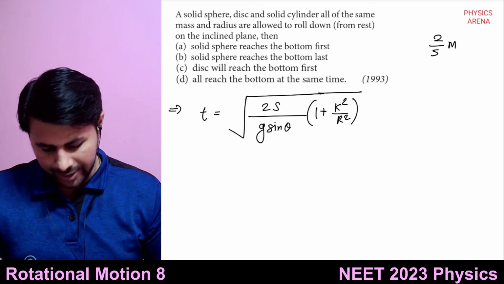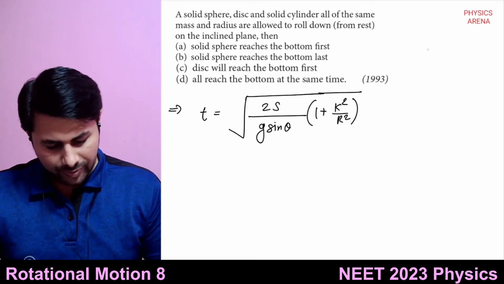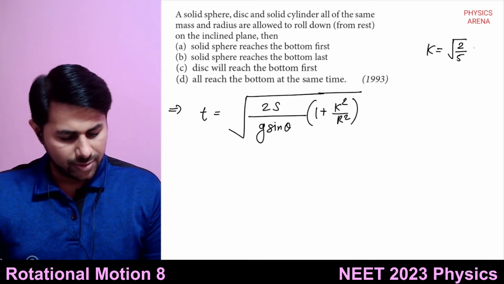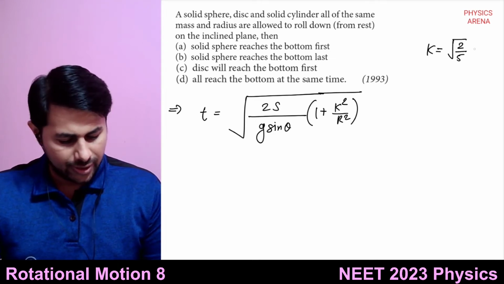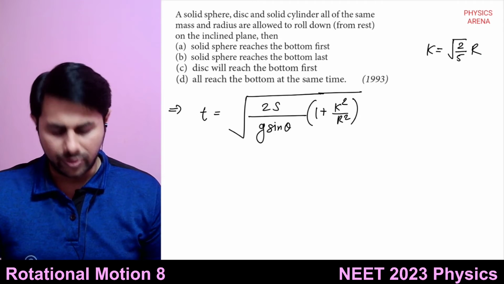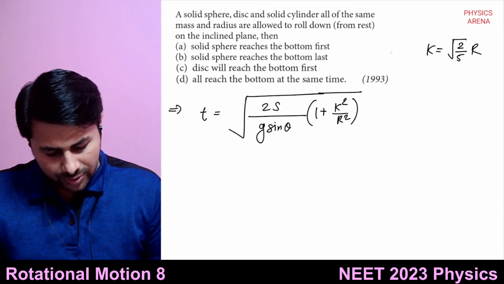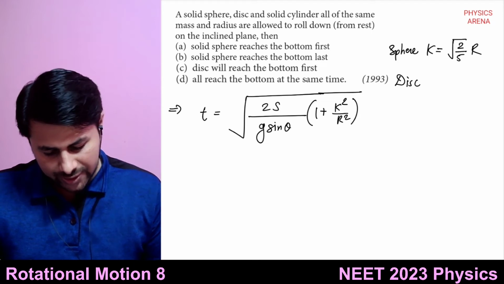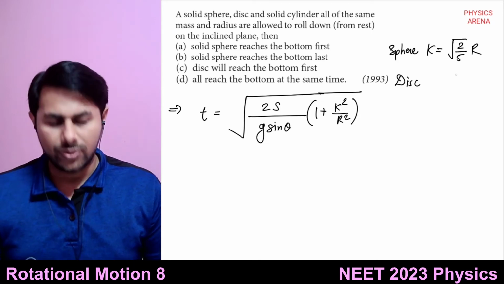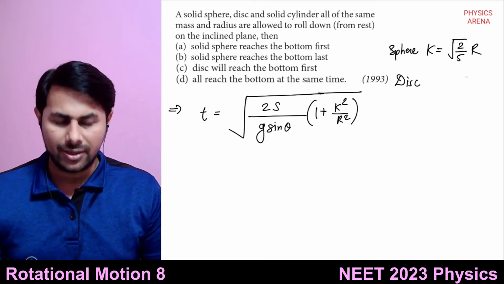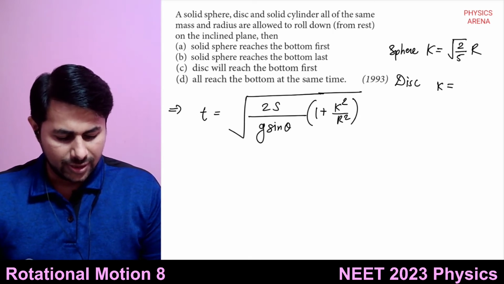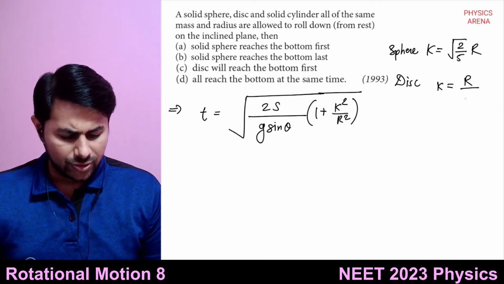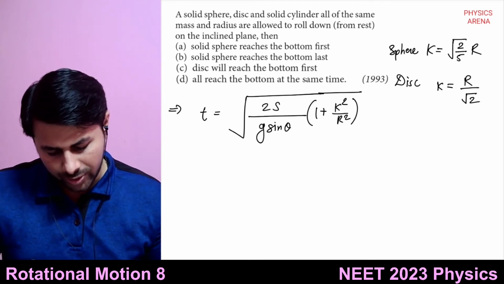That means radius of gyration is what? k is equal to root 2 by 5 r for the solid sphere. This is for the sphere. For the disk, how much is it? The moment of inertia is half of mr square. So radius of gyration is r upon root 2.